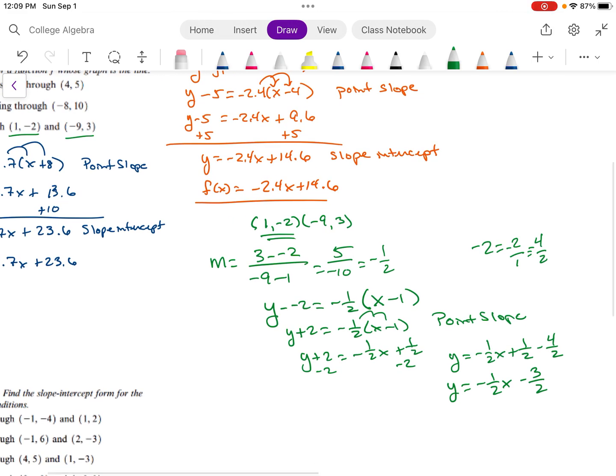And then again, to put it in function notation, we just replace the y with an f of x. And that's what we're looking for there.